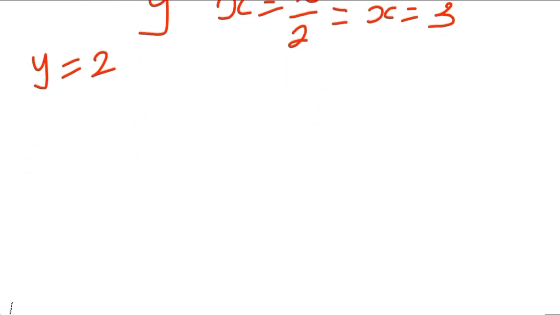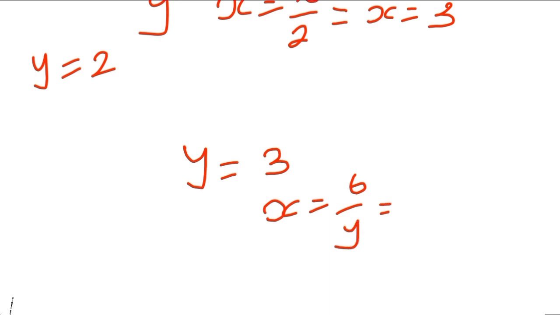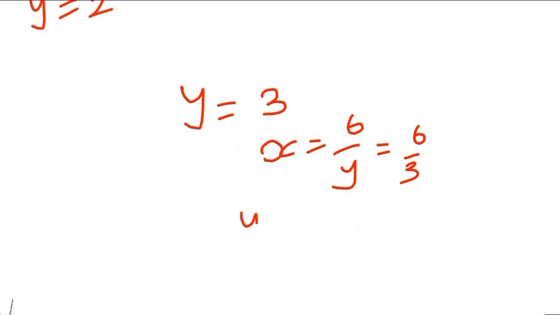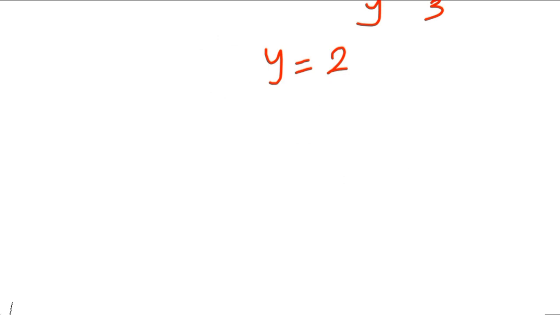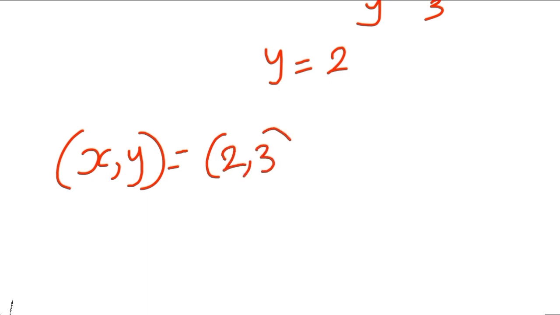Now, in the other part, y is equal to 3. We have x equal to 6 all over y. So when we substitute, we have 6 all over 3, so here x is equal to 2. So finally, our final answer, the values of x and y are: x is 2 and y is 3, and x is 3 and y is equal to 2.